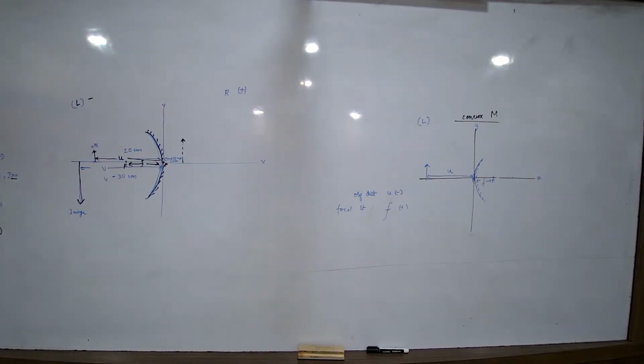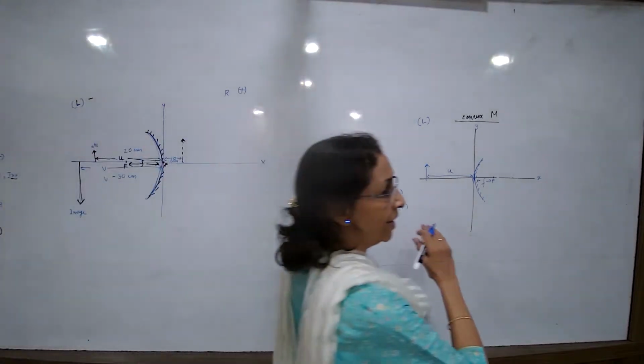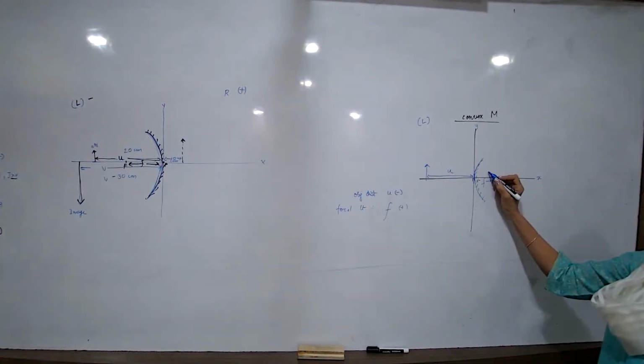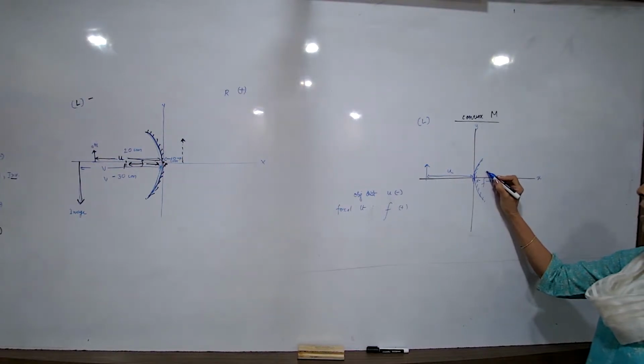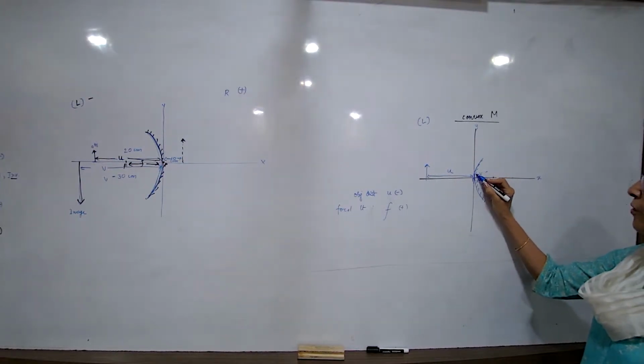We have drawn only two diagrams for the convex mirror. Look at the two diagrams. What have we drawn? How is the image? Is it virtual or is it real? It's virtual. Where is it formed? Behind the mirror or in front? Behind. It's always going to be here. It's going to be small. So this is the position of the image.